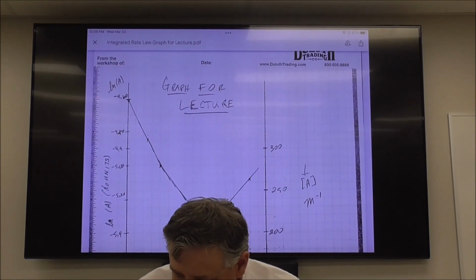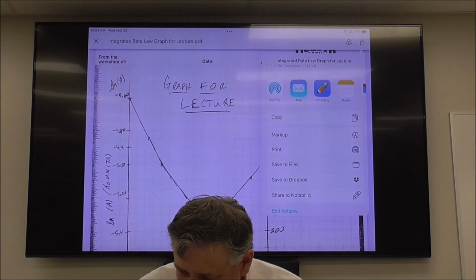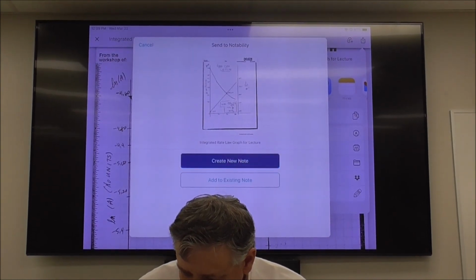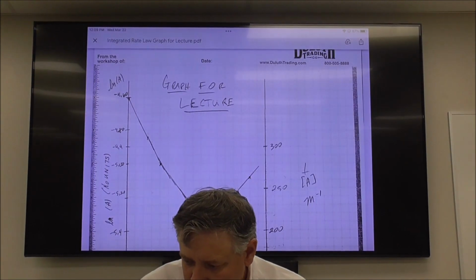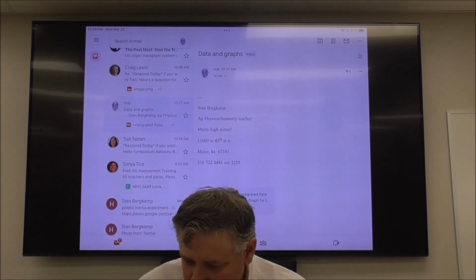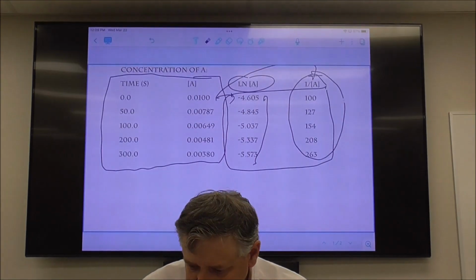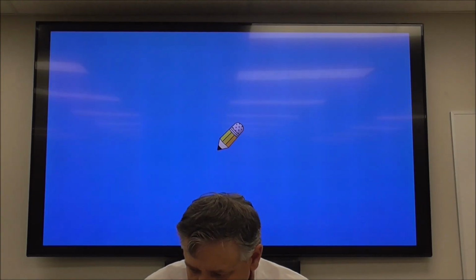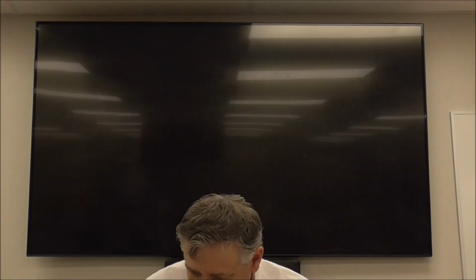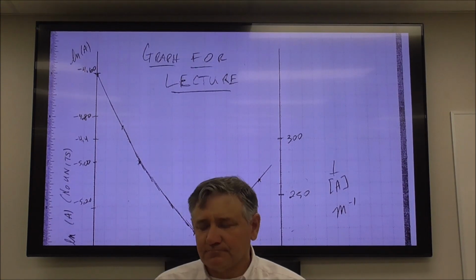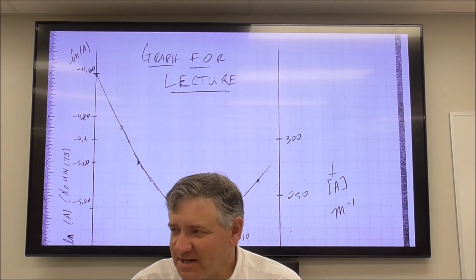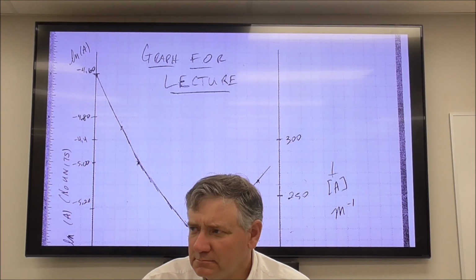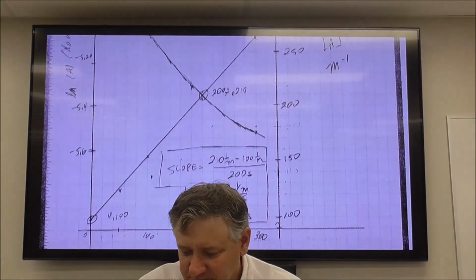There's the graph. Did you email yourself? Yeah, I do it all the time. I also do that. You can text yourself, too. I've done that before. I do that when I need to remember important information.